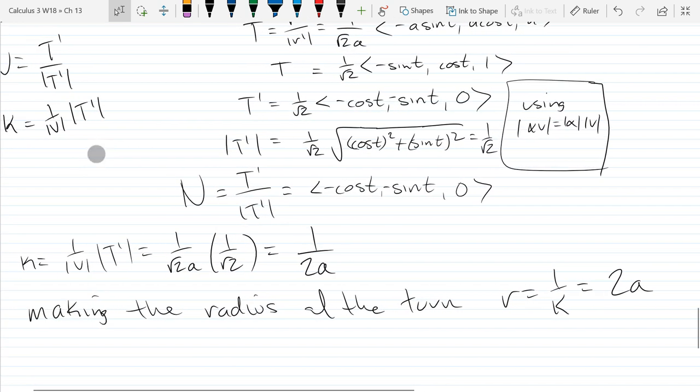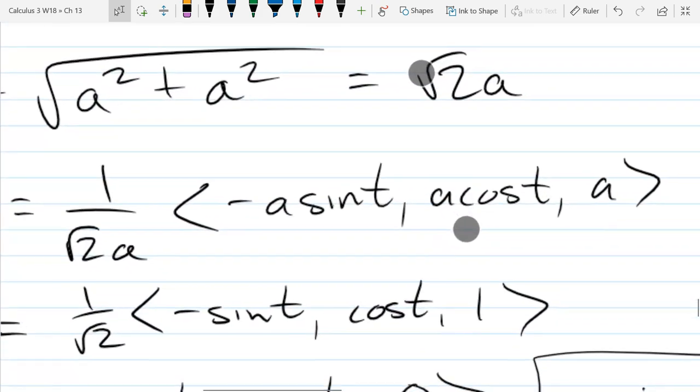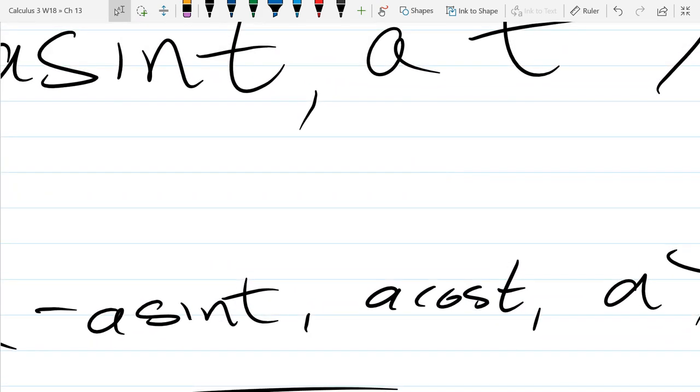Okay, at the very end, I got kappa to be 1 over 2a, and then we know the radius of the turn you would be making would be the reciprocal, so that would be 2a. So if you look back, the fact that we went upwards while we were spiraling around basically doubled our turn radius. If we went upward at a faster rate, our turn radius would be even wider, basically.